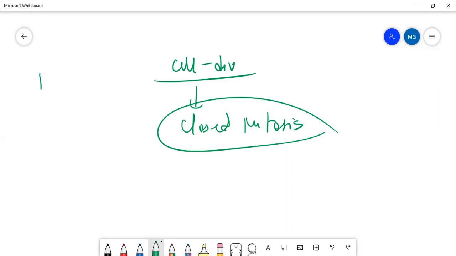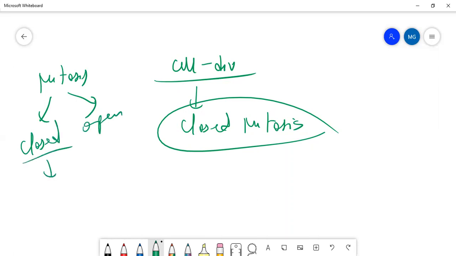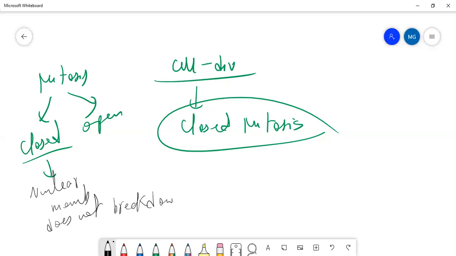Now, if we talk about mitosis, look, we know mitosis can be of two types. You just heard closed, and the second is open mitosis. In closed mitosis the nuclear membrane does not break down. What is a closed mitosis? The nuclear membrane does not break down, meaning it remains intact. Whereas in open mitosis the nuclear membrane disintegrates. It breaks down.